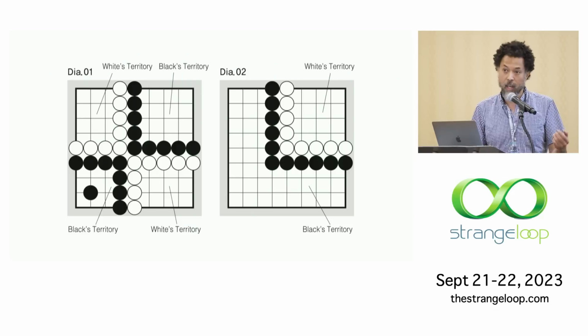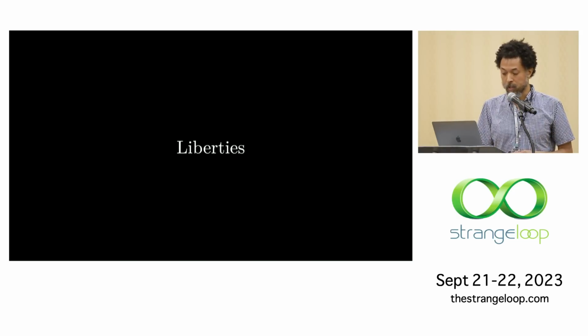But that's what you do. You count the intersections regardless of whether they're on the edge of the board or they're a corner or not, right? Even the corner counts. So let's talk about liberties.